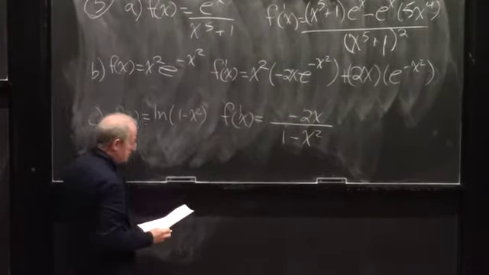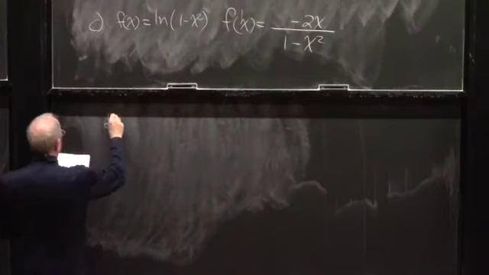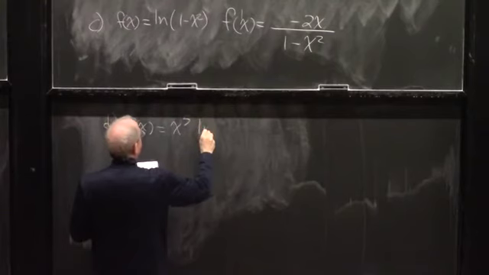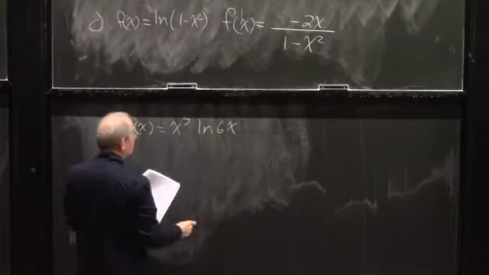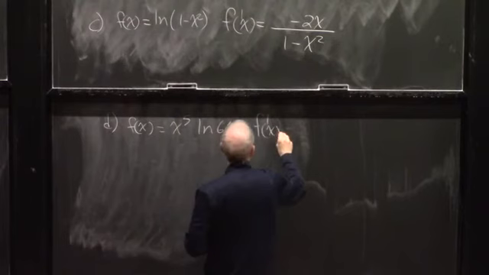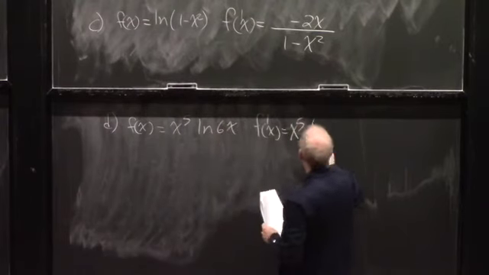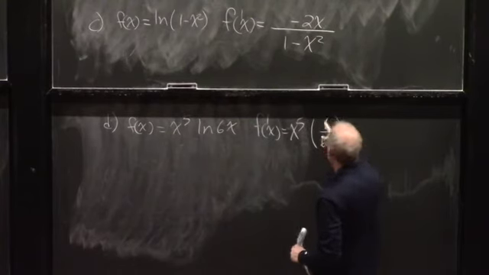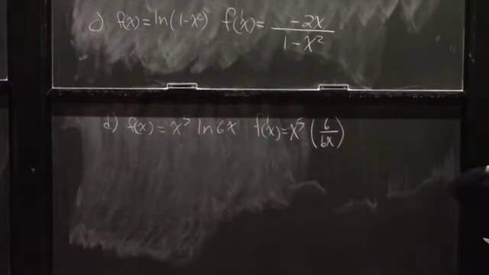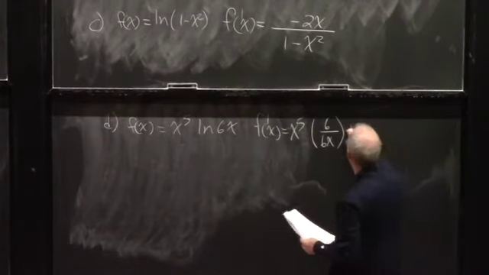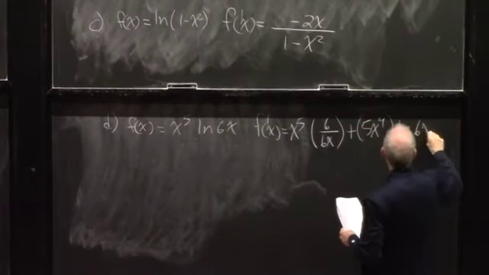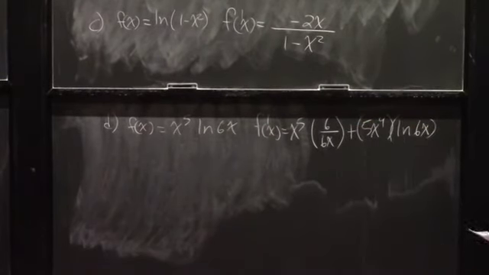D. We had f of x is x to the 5th natural log of 6x. So f prime is x to the 5th times the derivative of the log of 6x, which is 6 on top and 6x on the bottom, so it's just 1 over x, plus 5x to the fourth times log 6x. Good, almost done.